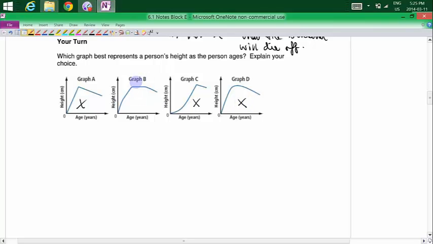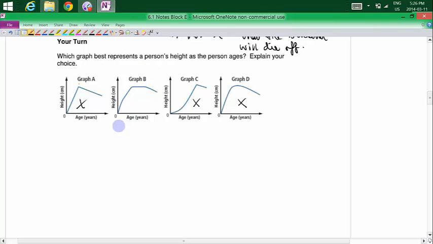So we're left with graph B, which makes sense. You notice that for the first part, you're growing. When you're quite young, you grow quite rapidly, and so you can see there's a bit of a change in the slope here. But you continue to grow, and then when you reach your maximum height, you stay like that for a number of years, and then when you reach your senior years, you drop off.